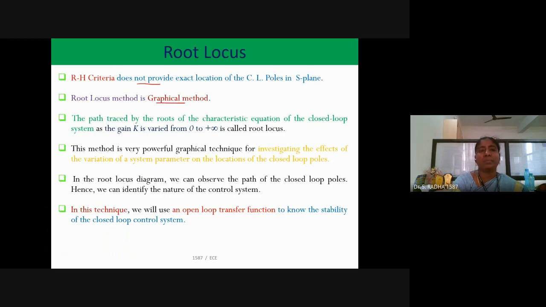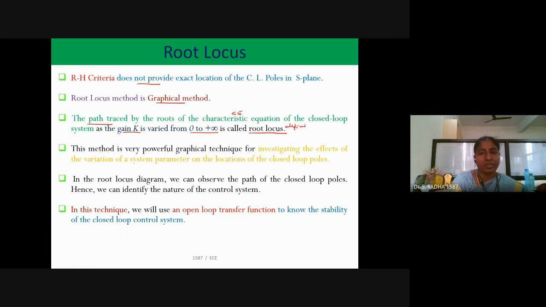It is a graphical method. It is the path traced by the roots of the characteristic equation. How the roots of the characteristic equation travel, that path is nothing but root locus. And the system parameter or the open loop gain is k, and the value of k will vary from 0 to infinity. How the roots will travel when k varies from 0 to infinity, that is the definition of root locus.